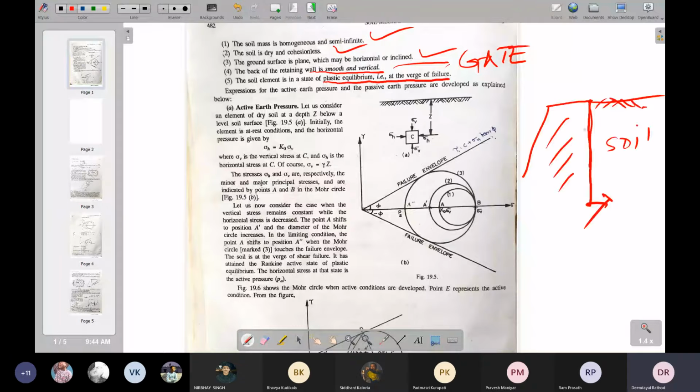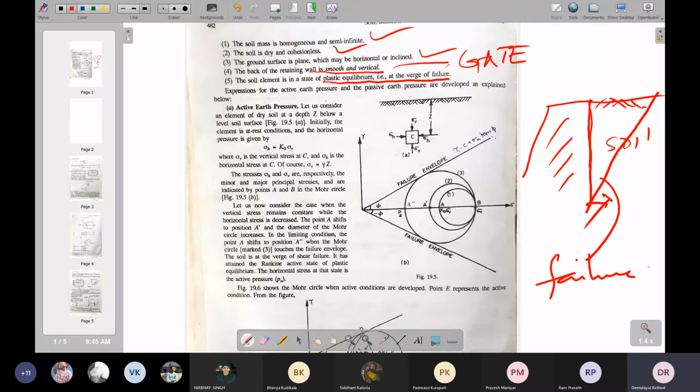That means if you remove the wall, what happens? The soil is on the verge of failure, some plane will form and it will fail. We call it the verge of failure, not elastic equilibrium. The soil is in a plastic equilibrium at the verge of failure. That means if you remove that wall, the soil will fail. That is called the verge of failure.